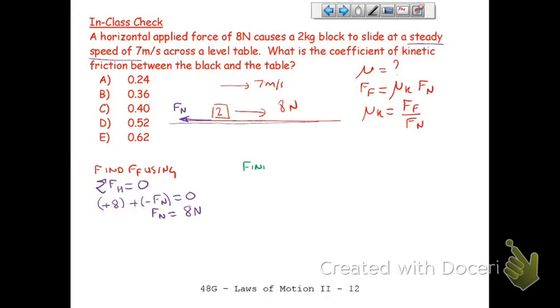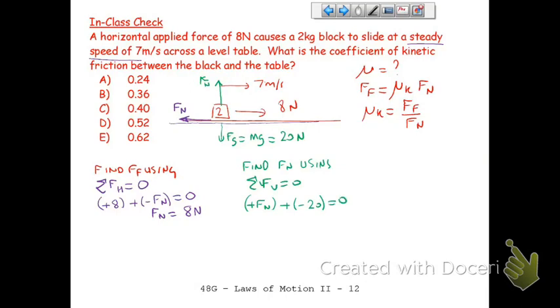Find Fn using, oh, where is Fn? There's Fn. There's also, of course, Fg, which equals mg, which equals 20 newtons. The sum of the forces vertically equals 0. Plus Fn added to minus 20 is equal to 0.